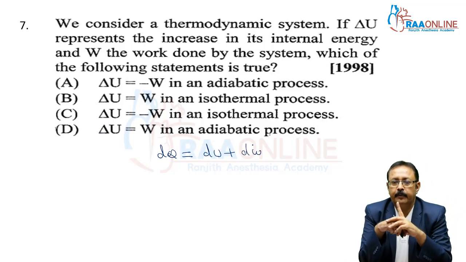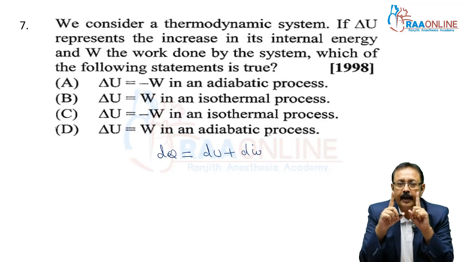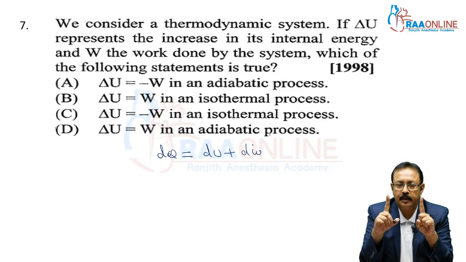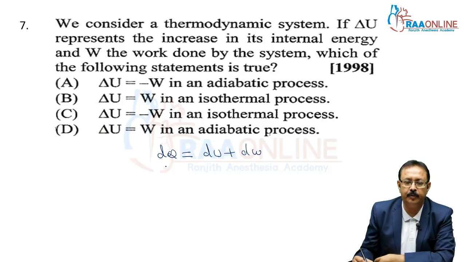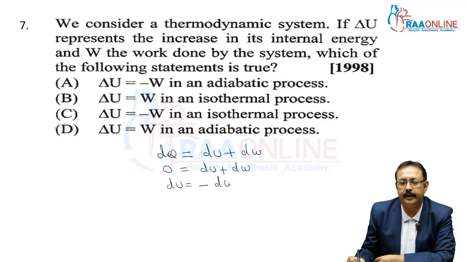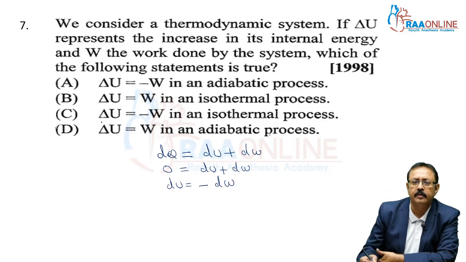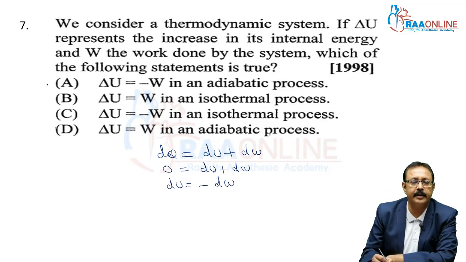First is the adiabatic process. We know that in an adiabatic process, the system neither absorbs nor liberates heat. So dQ should be 0. If dQ is 0 and the system is doing work, it will use its internal energy. So it means internal energy will decrease. So dU should be equal to minus dW. So we got our answer. First statement is true.